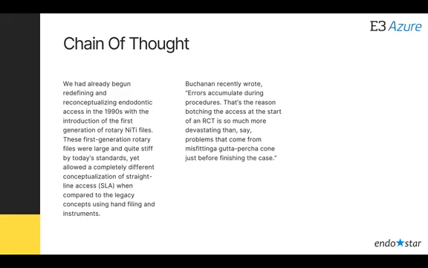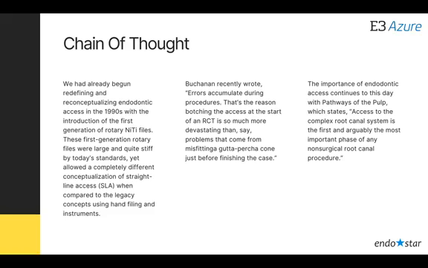Dr. Buchanan recently wrote, "Errors accumulate during procedures. That's the reason botching the access at the start of a root canal is so much more devastating than the problems that may come from misfitting GP cone just before finishing the case."